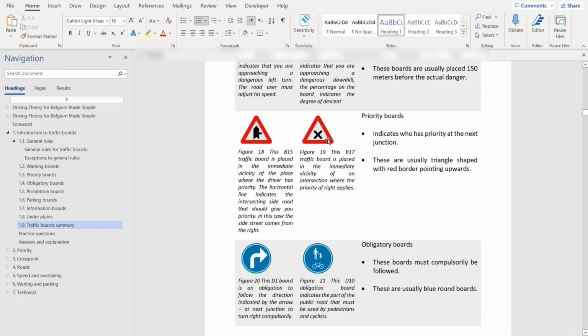And then this board indicates that there is priority from right that must be followed. So every vehicle at the next junction must give priority to the vehicle coming from its right.